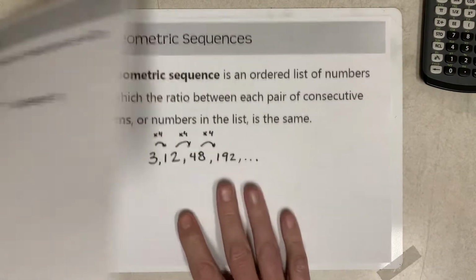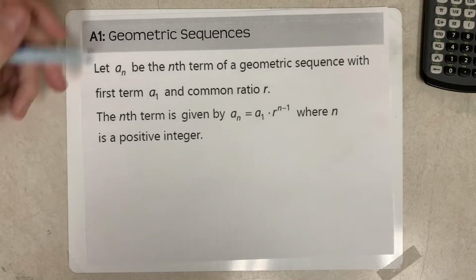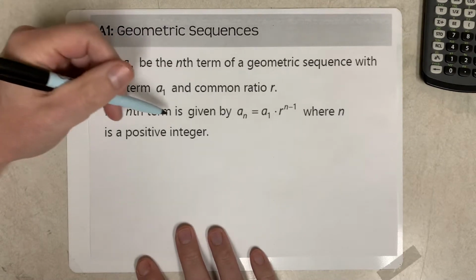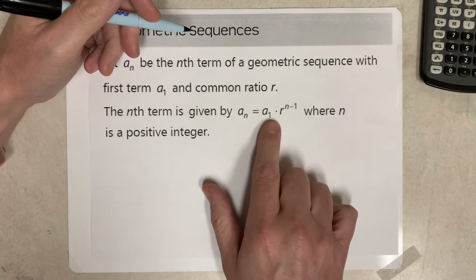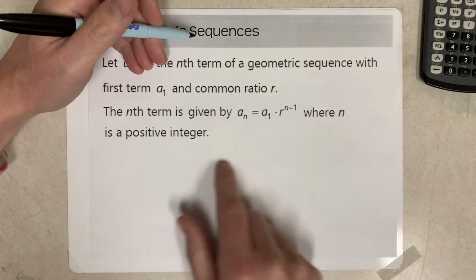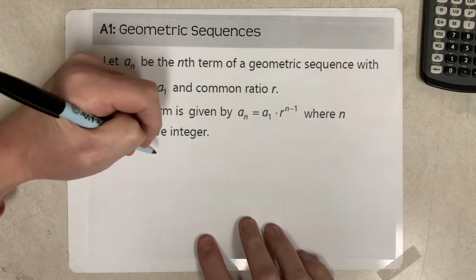Now, the next slide here says, let a sub n be the nth term of a geometric sequence with the first term a sub 1 and common ratio r. The nth term is given by a sub n is equal to a sub 1 times r to the n minus 1, where n is a positive integer. So this really looks complicated and technical. Let's go back to our previous one we just made.